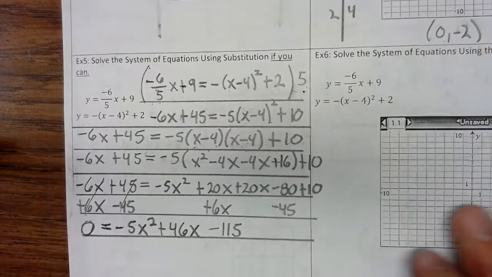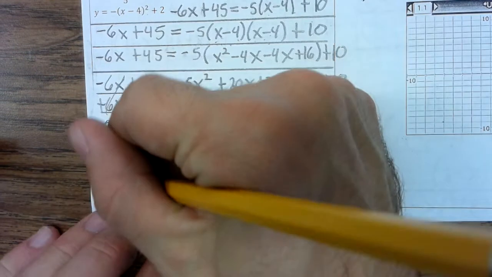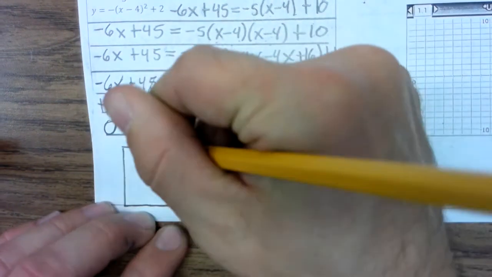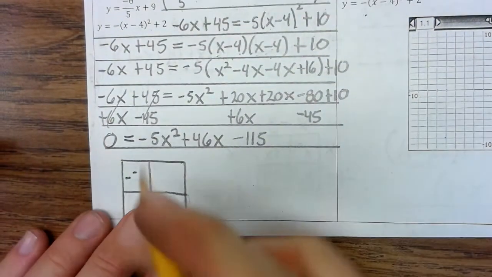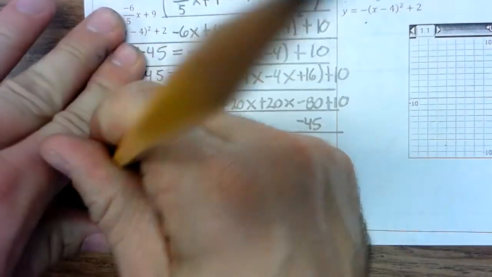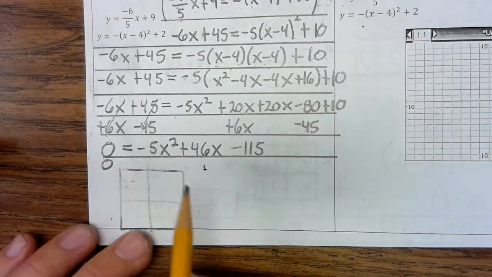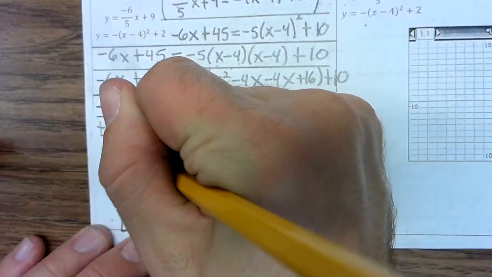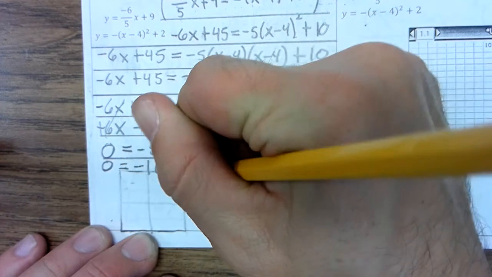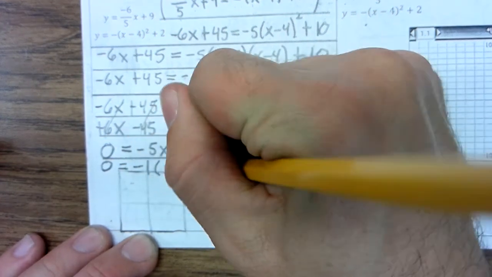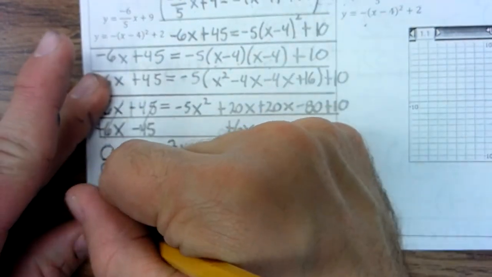Okay, so now we're going to factor. Actually, one more thing, you need to factor out the negative first. It's important, sometimes you forget, but you have to factor out the negative 1 first, otherwise it completely messes up your factoring. So we factor out a negative 1, so that's 5x squared minus 46x plus 115. Now we can draw a box.